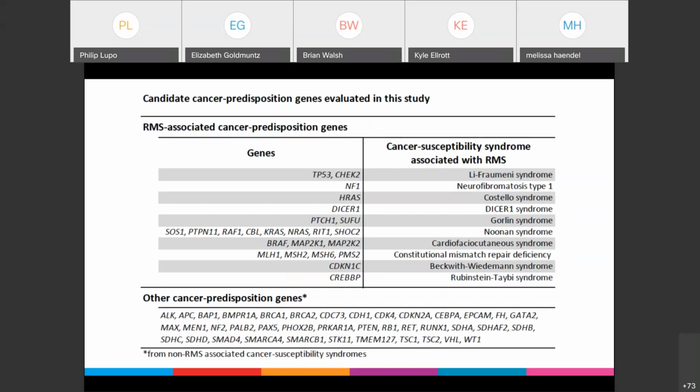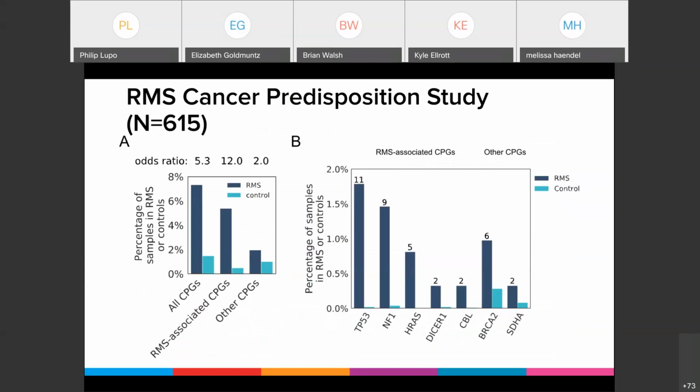So we curated a list of cancer predisposition genes and divided them into rhabdo-associated genes that have been at least reported in case studies or in clinical observations, and divided that group into a separate bin and evaluated other cancer predisposition genes, which you can see at the bottom of this table. So if you go to the next slide, you can see some of our preliminary results, which suggest that children with rhabdomyosarcoma are about 5 times more likely to have a pathogenic variant in a cancer predisposition gene than a group of unaffected controls. Not surprising.